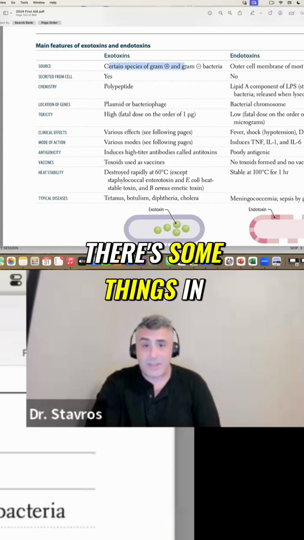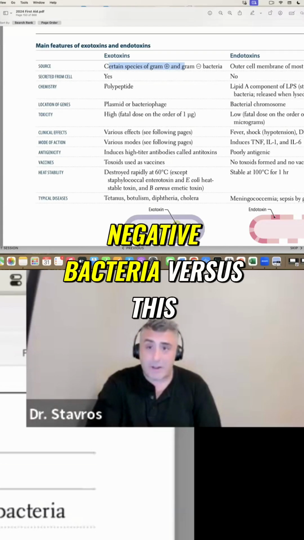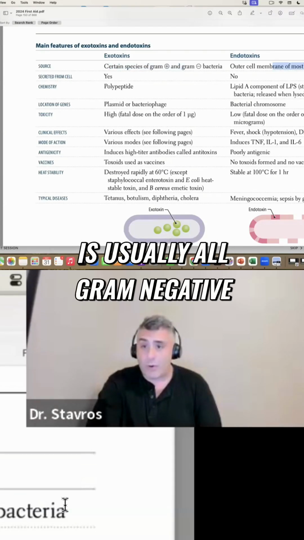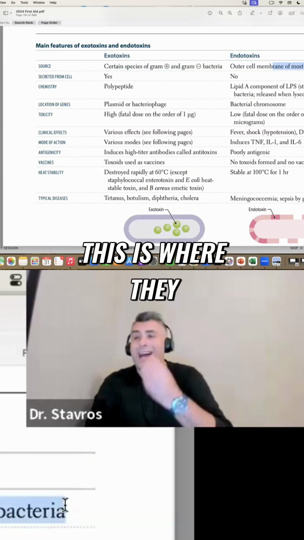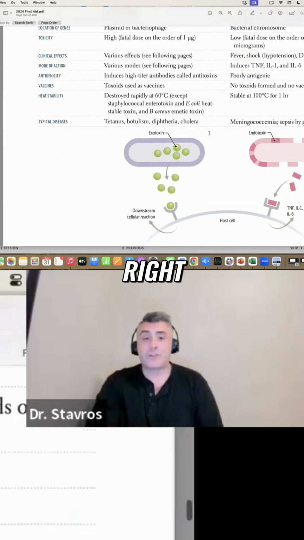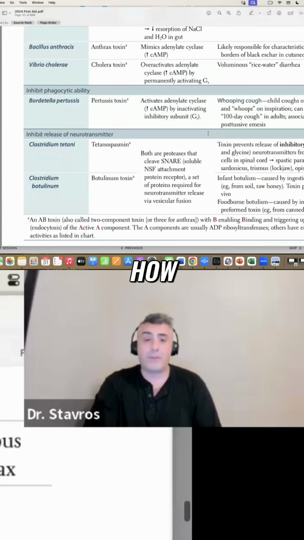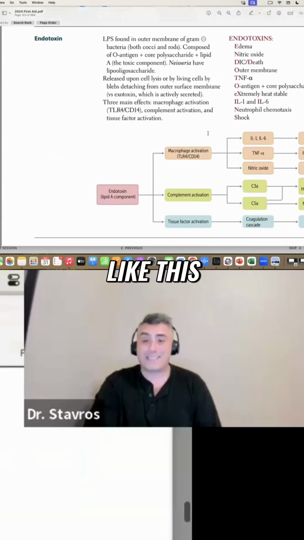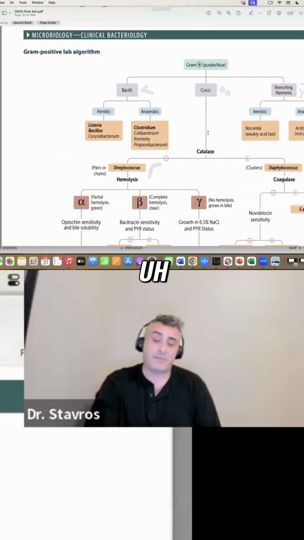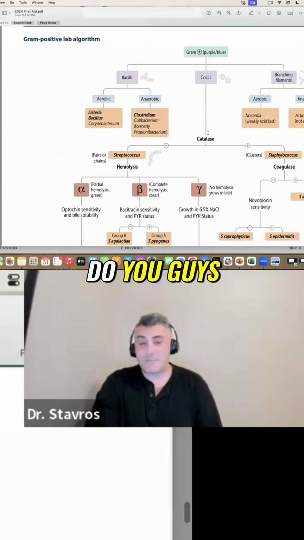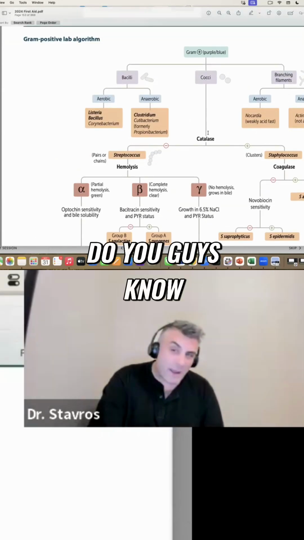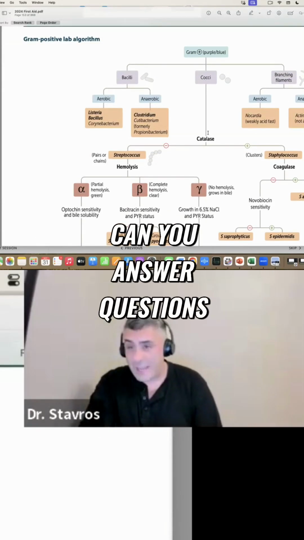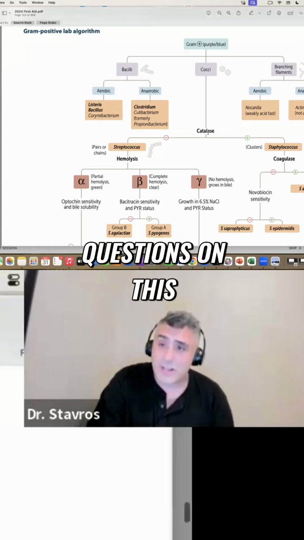Like they tell you here, there are some things in gram-positive versus gram-negative bacteria, versus this, which is usually all gram-negative. This is where they ask questions, right? So show of hands: when you see something like this, a beautiful flow chart, do you guys love it? Do you know it by heart?